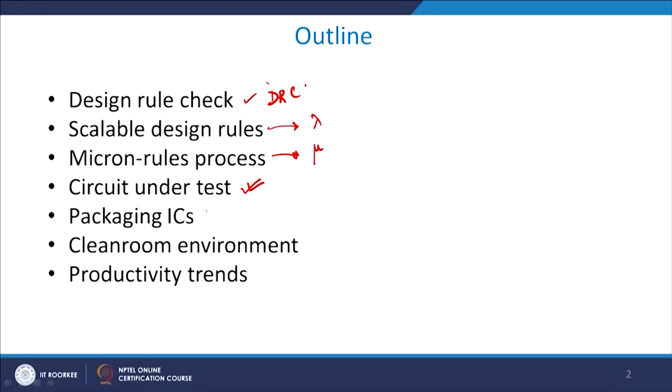We will be looking into the 4th one, which is basically circuit under test. We will look at some issues of packaging, which itself is again a very big topic, and I will be dealing with it in a detailed manner later on, but at this stage we will touch and go on packaging. We will have a look at a typical clean room environment which is with us, and then finally we will look at the productivity trend which the current VLSI technology or fabrication gives me in a real sense.